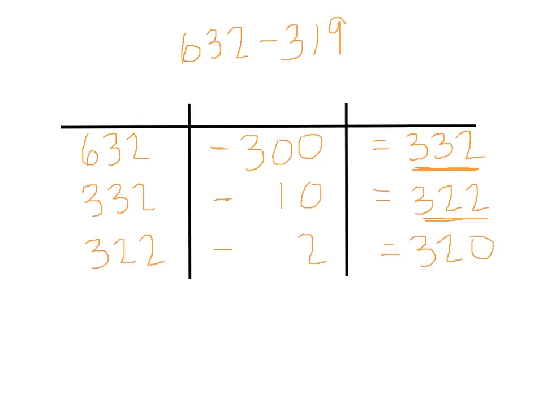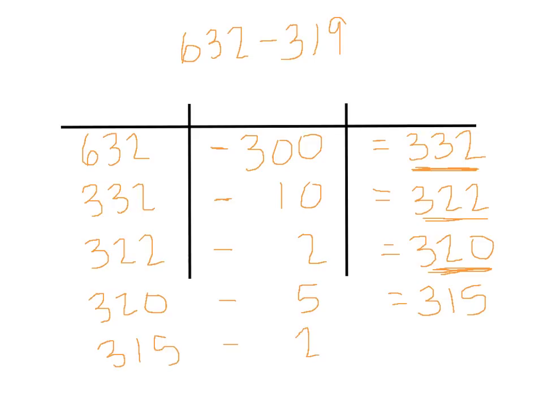And then I have 7 more, so you could do 5. That would be an easy one, which would get us to 315. Let's double check here. I've got 300 plus 10 plus 2 plus 7, so that would be 317. So we just have 2 more to take, and look how easy that's going to be. 315 minus 2 should get us 313, right? Wow, now that was easy.